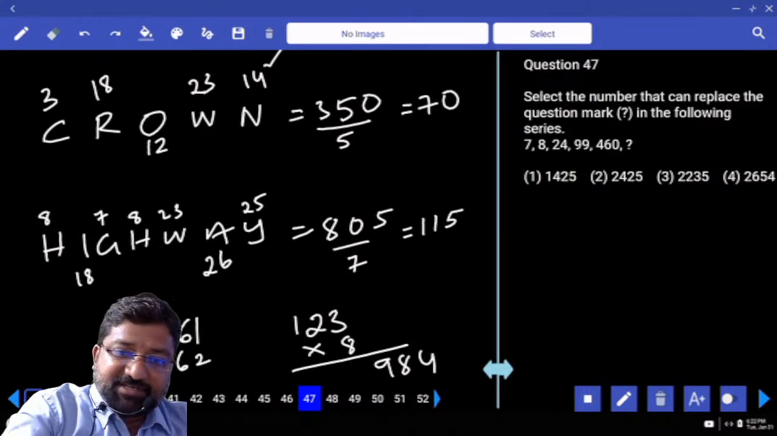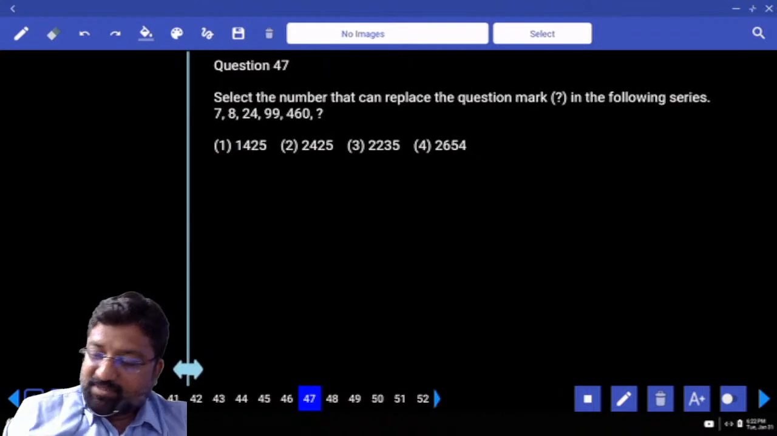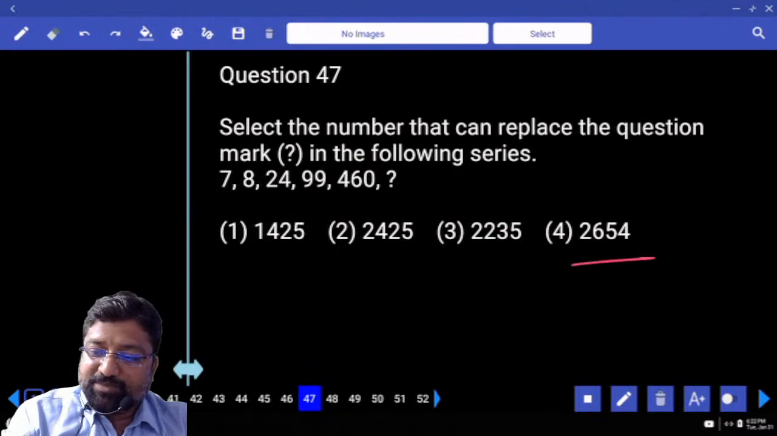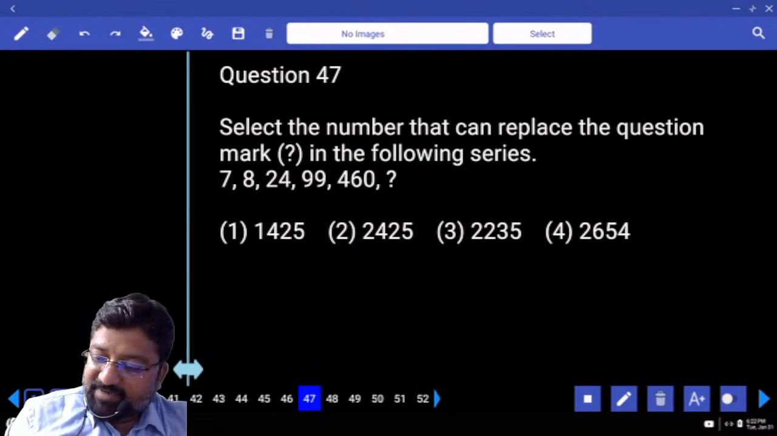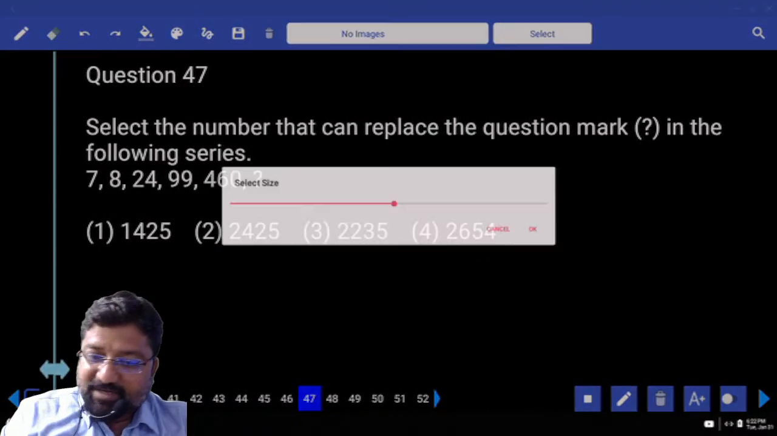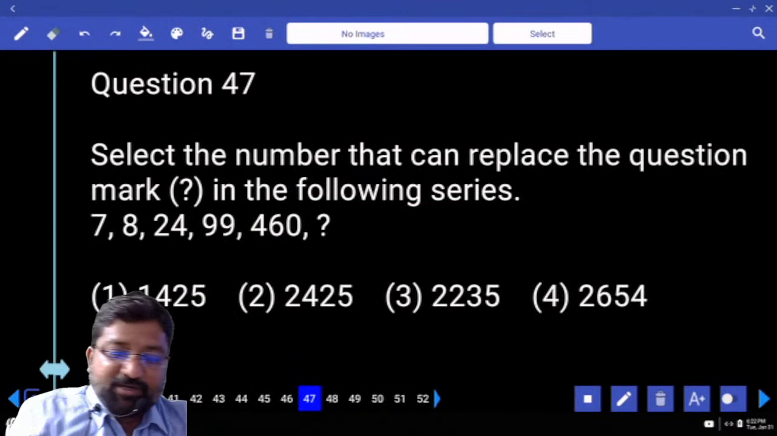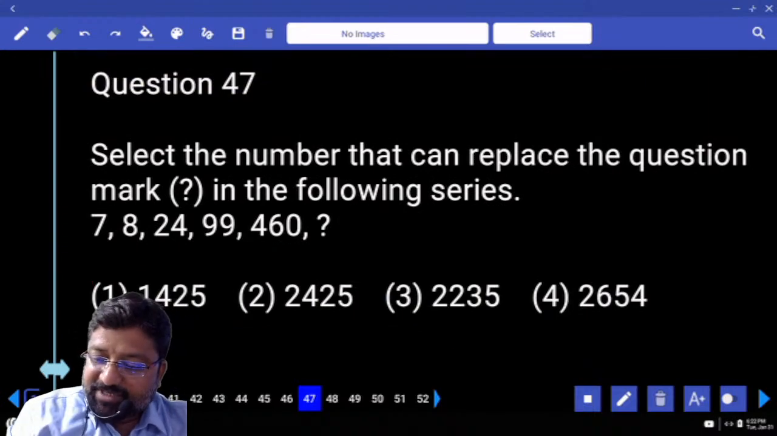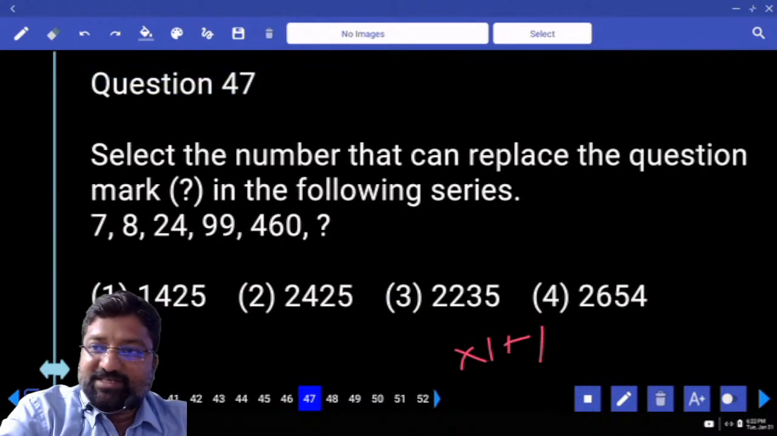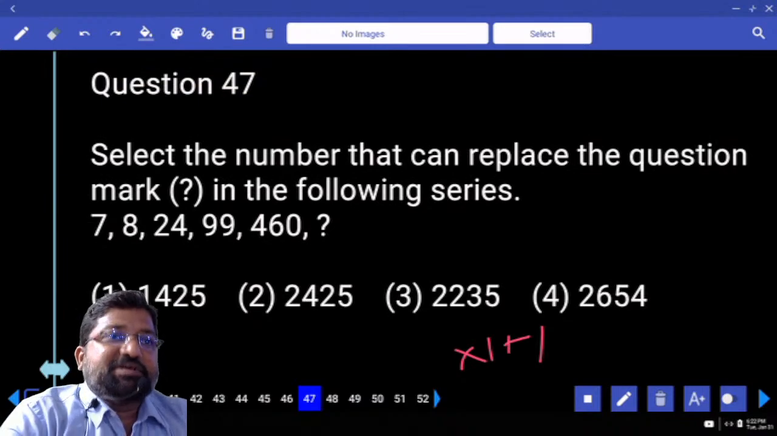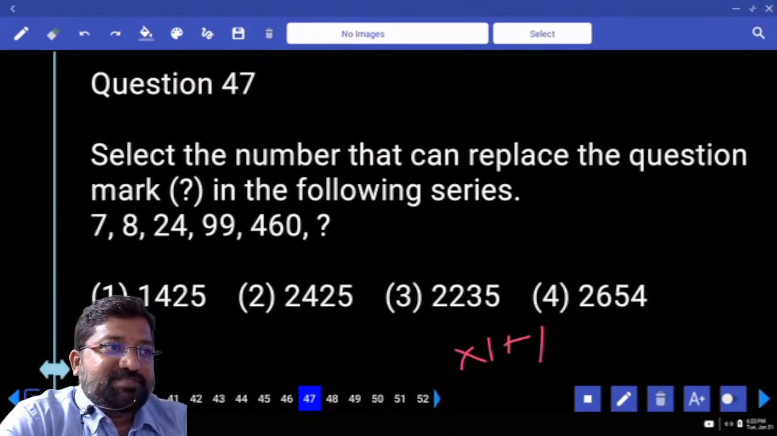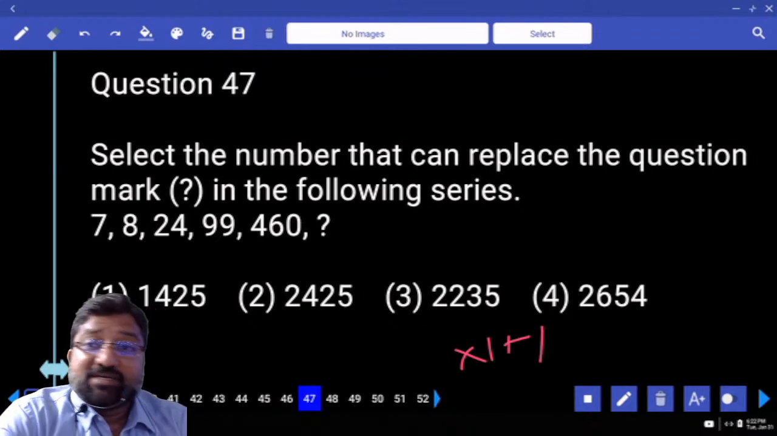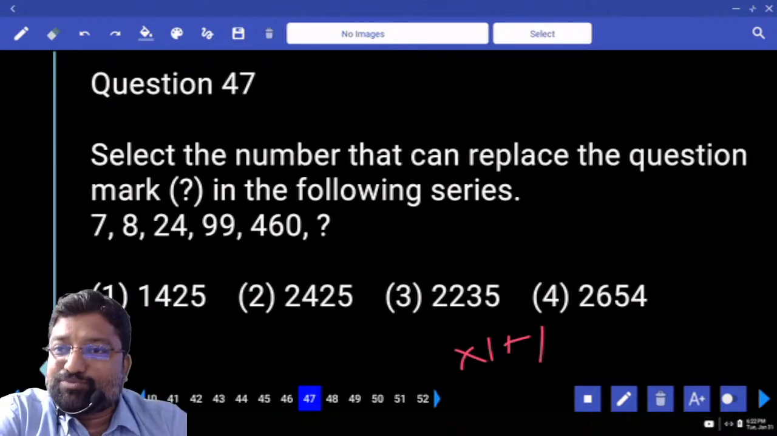47, increasing, decreasing, huge increase or gradual increase? Huge increase, because all the numbers in the options are 4-digit numbers. 7 and 8. Let me make it very clear to you. As we are going for into, this is into 1 plus 1. Whenever you see into 1 plus 1, it is very dangerous. It can be anything. Into n plus n, into n plus n square, into n square plus n, into n plus n cube, into n cube plus n ఏదైనా అవ్వచ్చు.